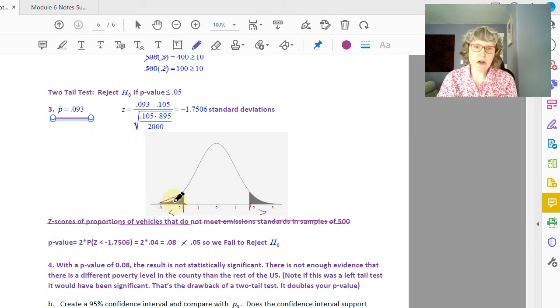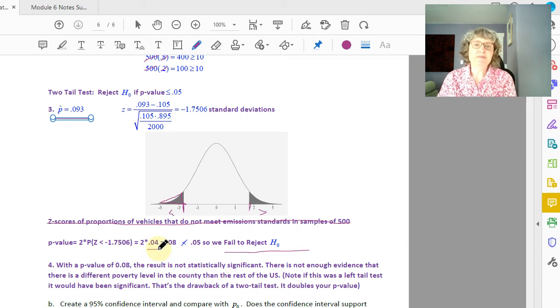So you would put this in the online stat book: 0, 1, and less than -1.7506. It came out to 0.04, so 2 times that is 0.08. So that is not less than 0.05, so we fail to reject the null. So this is fairly common to happen just due to chance. Now notice if it was a one-tail, it would have been significant, but it's a two-tail.